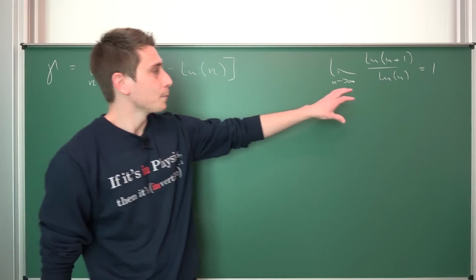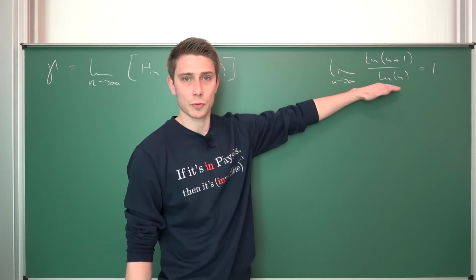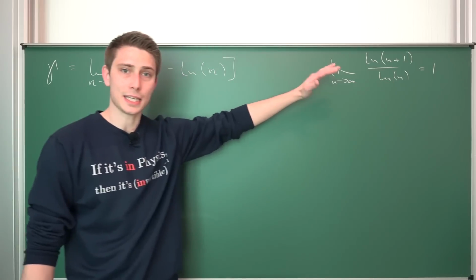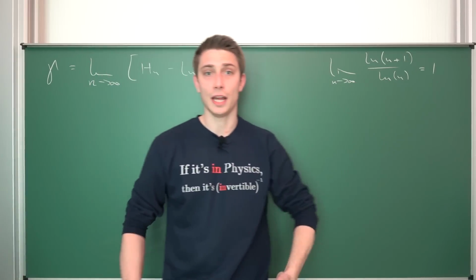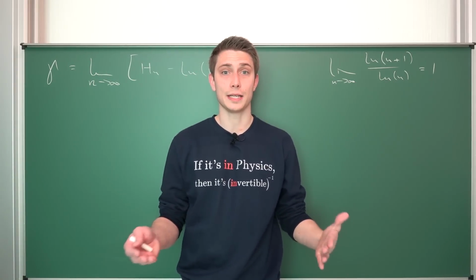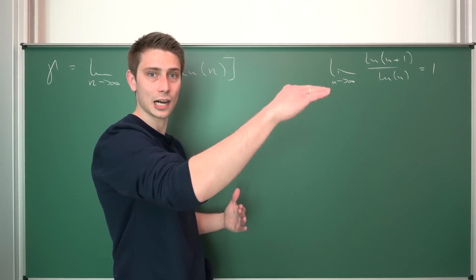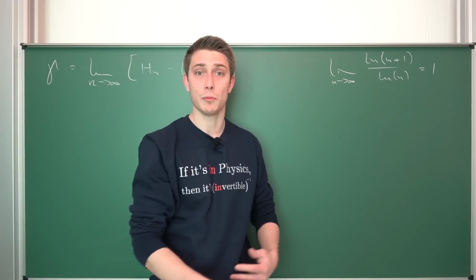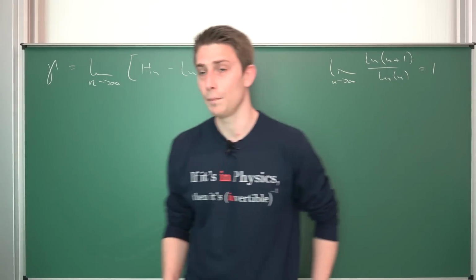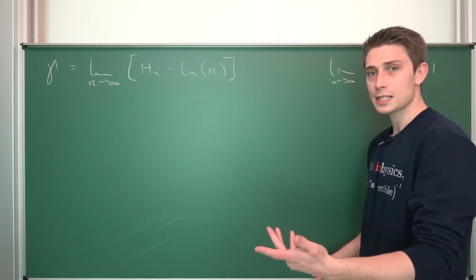Now, what does it mean? What do we have here? Well, it just means that natural log of n plus 1 and natural log of n kind of grow at the same rate. And the closer we get to infinity in the argument, the more they grow at the same rate. They are asymptotically equal. Now, why is this important?